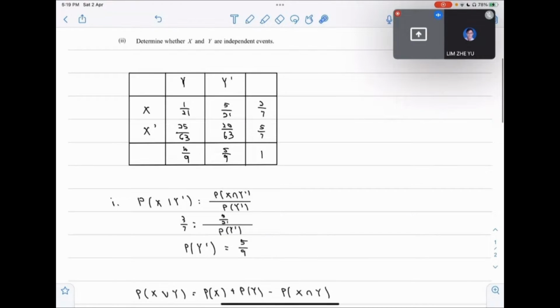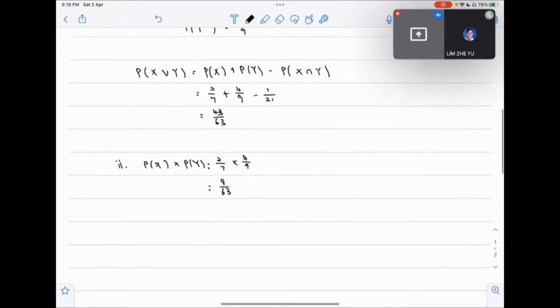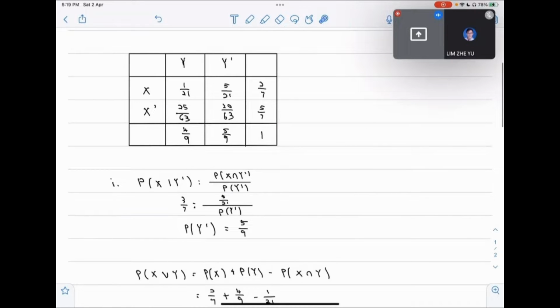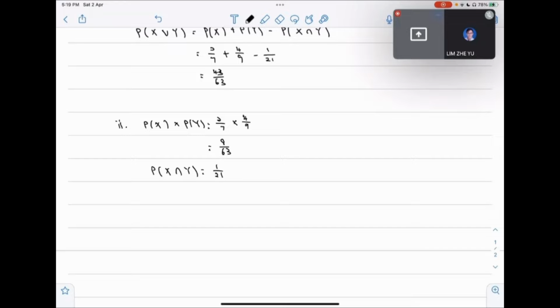Probability of X is 2 over 7, probability of Y is 4 over 9. So we just substitute the values into it, and we'll get the answer 8 over 63. As for probability of X intersect Y, in our table we have X intersect Y is 1 over 21. So we can conclude that probability of X times probability of Y is not equal to probability of X intersect Y. Therefore, events X and Y are not independent.